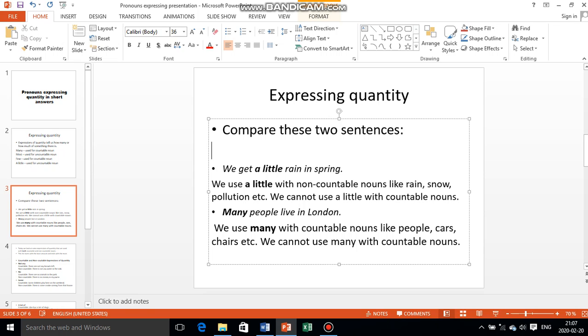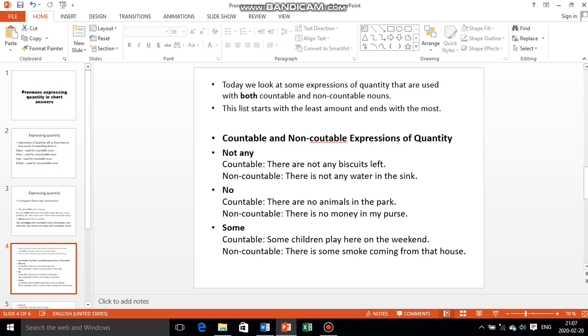Okay, next sentence. Many people live in London. We use many with countable nouns like people, cars, chairs, and so on. We cannot use many with uncountable nouns. Okay? Now, let's continue. So in here, there are words expressing quantity where you can use both countable and uncountable nouns.